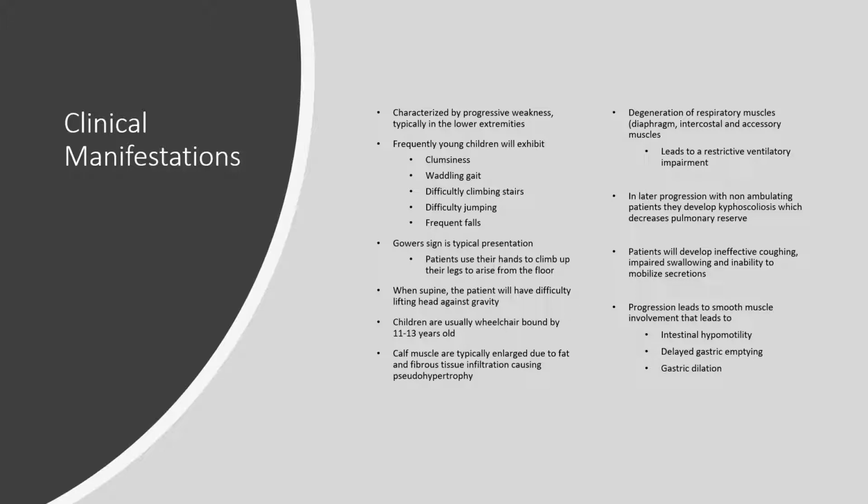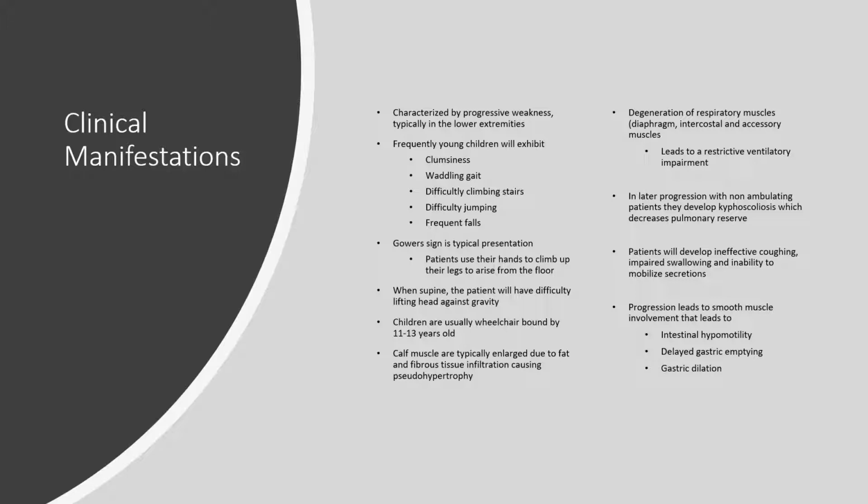So the obvious sign of muscular dystrophy is weakness that's more severe in the lower extremities, but as the disease progresses, so do the signs and symptoms. The disease is often diagnosed in children after a number of signs are exhibited by the child, including clumsiness, waddling gait, difficulty climbing stairs, difficulty jumping, and frequent falls. And these are extremely important signs to remember when performing a preoperative assessment in the younger pediatric population.